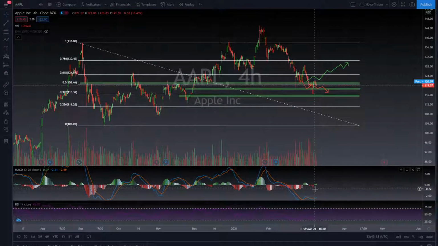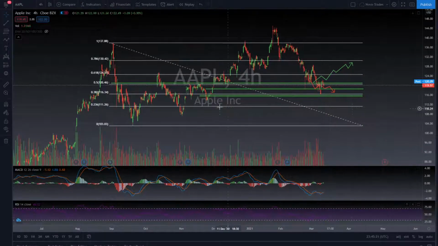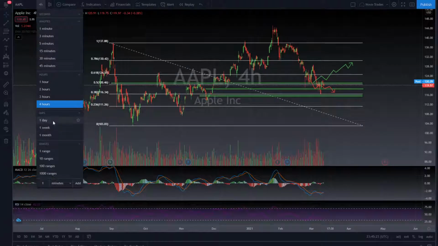Volume isn't really where I want it to be. MACD's crossing up. RSI's cooled off. So it does have some room to move, but with that market cap being so large, it takes a lot to move Apple. Yeah, Apple's never been the same since. Excuse me, Apple hasn't been the same since they split.